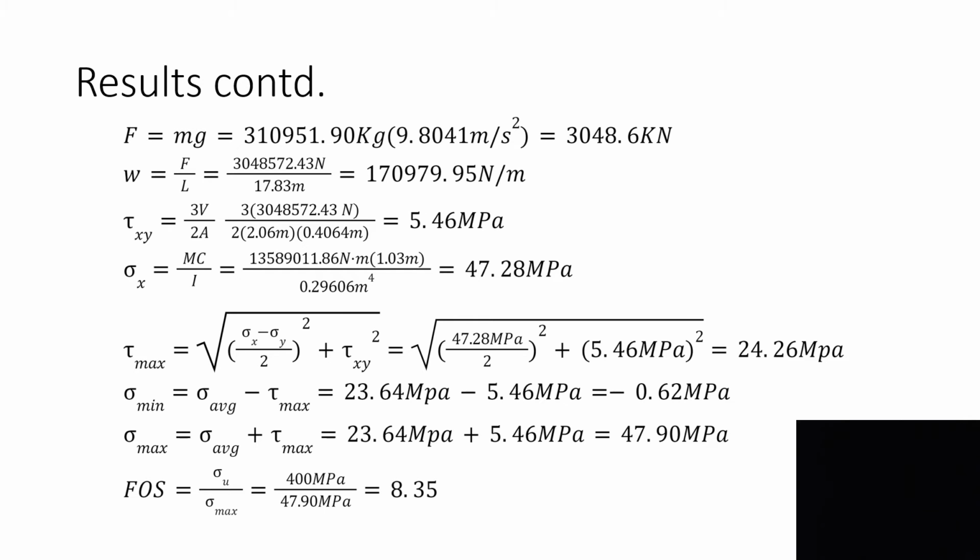The force we calculated for the bridge is 3,000 kilonewtons. The distributed load across the bridge is 170,000 newtons per meter. The shear stress that we calculated was 5.46 megapascals, and the normal stress that we calculated was 47.28 megapascals. The maximum shear stress that we calculated was 24.26 megapascals.